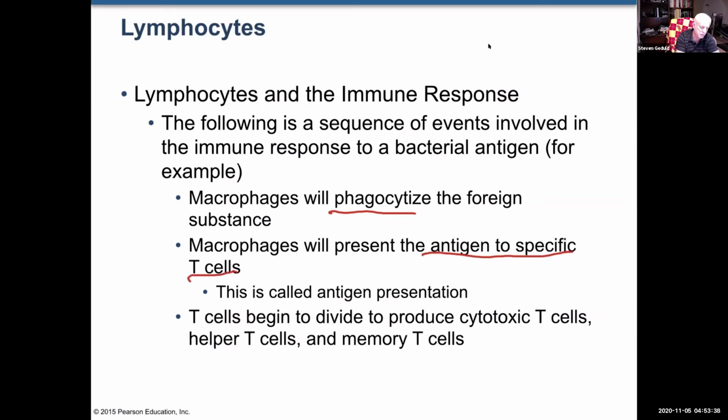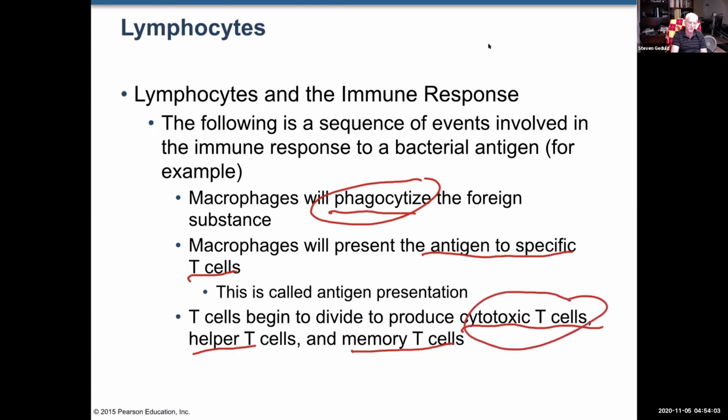Then the T cells will divide to produce cytotoxic T cells, helper T cells, and memory T cells, and destroy it. If the macrophage phagocytizes it right away, it just destroys the antigen. If it presents it to the T cells, these T cells put out helper T cells, which make more antibodies, more B cells. Memory T cells store it in memory, so if you see it again, you can destroy it faster. Your body's already there. And cytotoxic T cells help destroy it. So those are your two pathways.